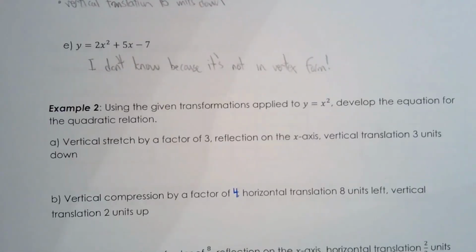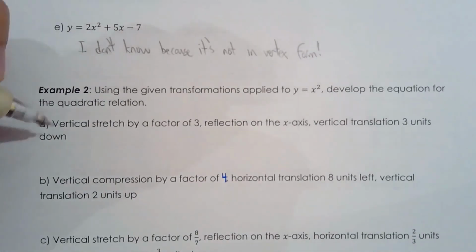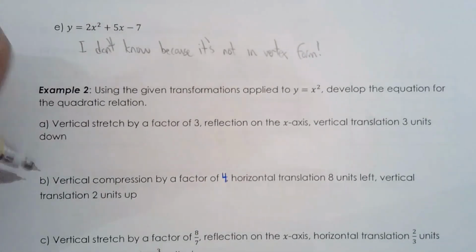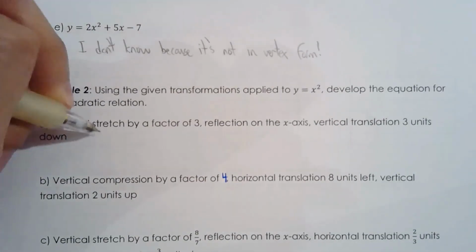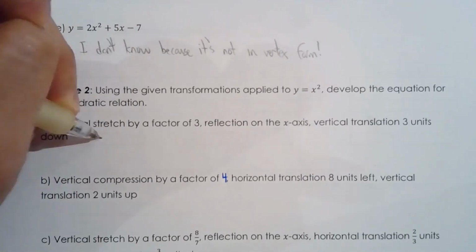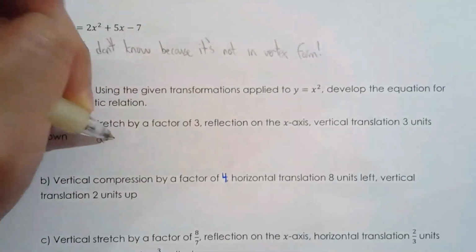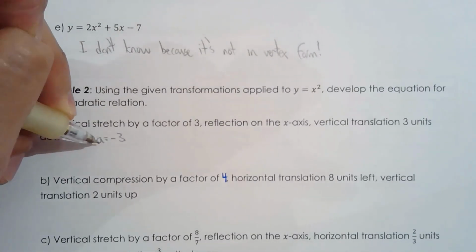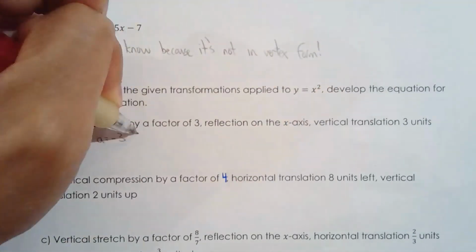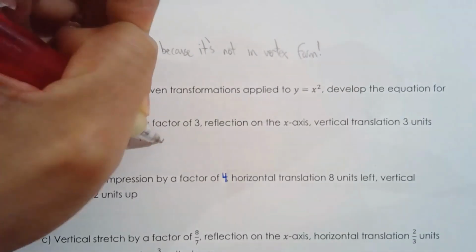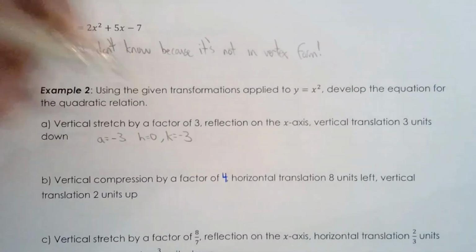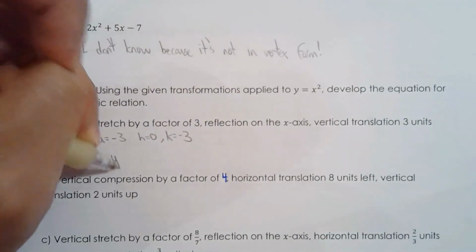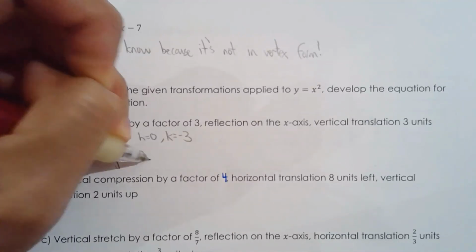Okay, let's see. So this time they're going to give me the transformations, and then I have to come up with the equation. So vertical stretch by a factor of 3 and a reflection on the x-axis. So a is not only 3, it's going to be negative 3. 3 units down, so that means no horizontal translation, and k is negative 3. So the equation will look something like that.